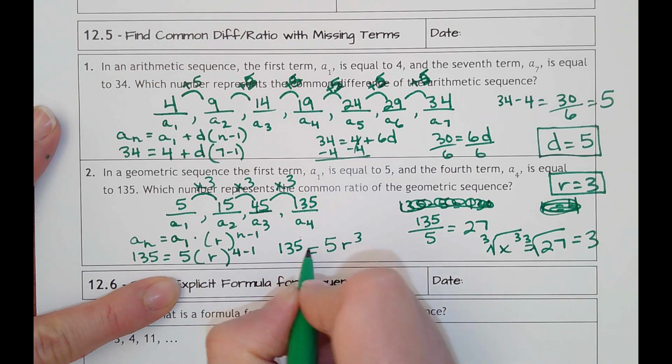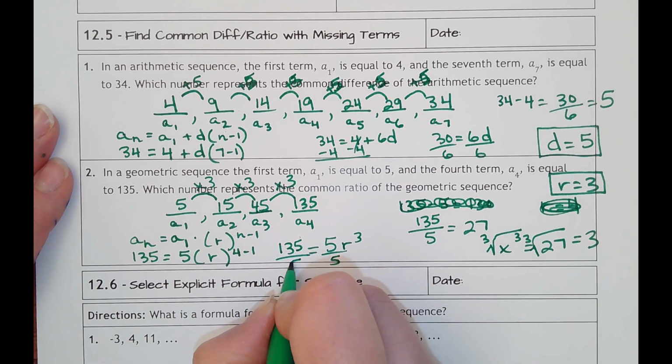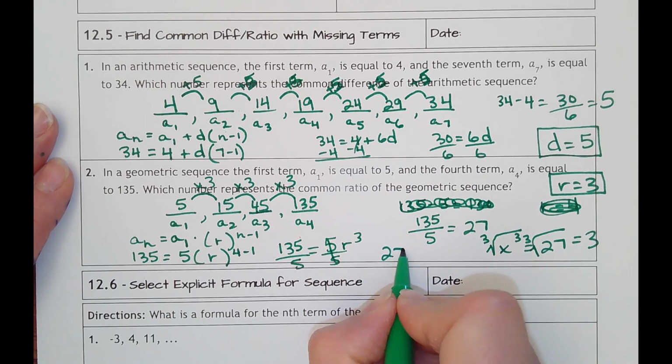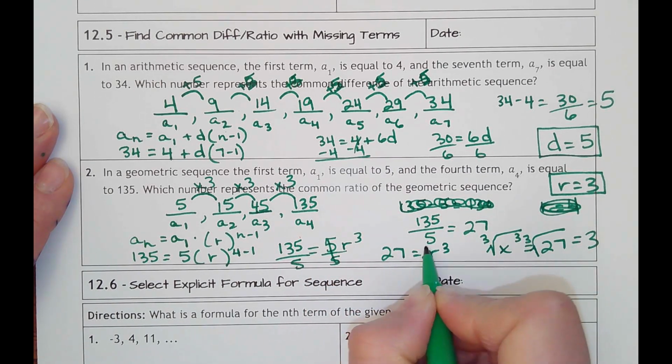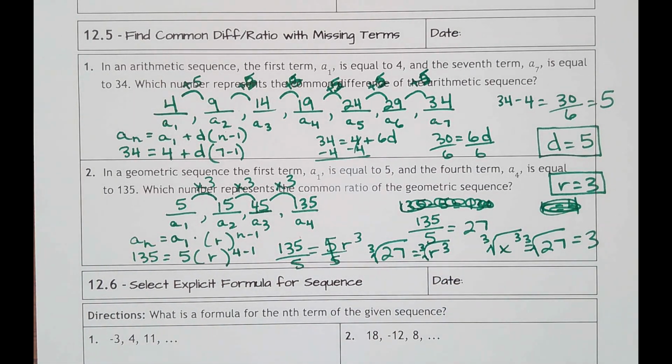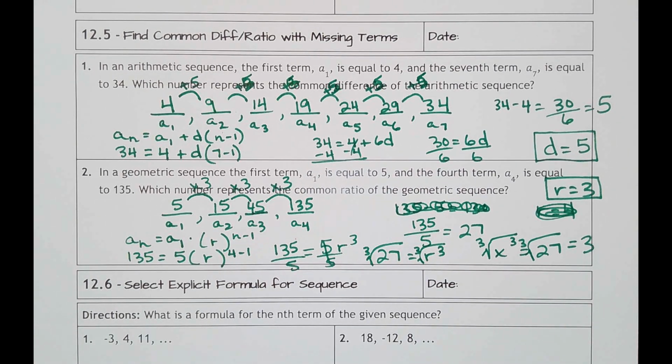To solve this, we would want to divide by 5, which is what we did. That got us 27 equaling r cubed, and that's why we cube rooted. I will tell you that these on Delta Math are multiple choice, so having that also allows you to just check and guess and check, try one of them, see if it gets you to the last term in the sequence. So that will make it a lot easier.